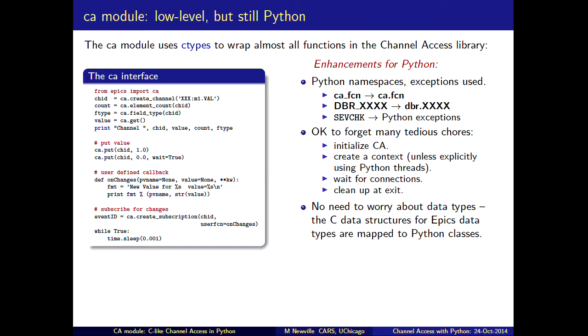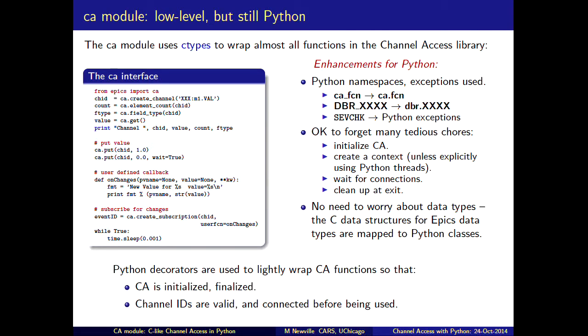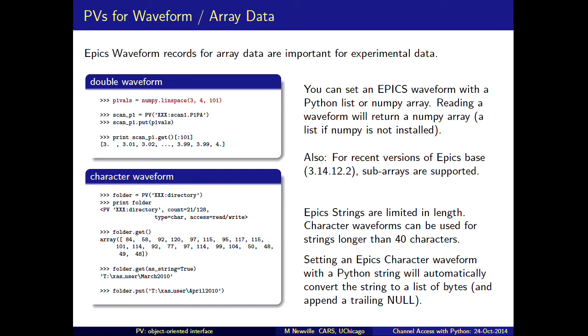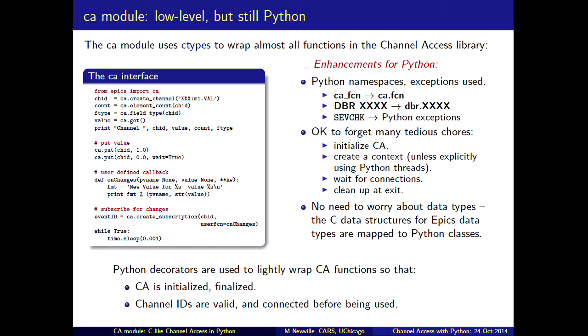One thing I'll talk about in a little while is threads. Within Python, we tend to use a single thread context for channel access. Also, the initialization and the finalization of the channel access library is handled for you automatically. So you'll notice that in these examples, I just created a PV and then immediately put to the value. That's because when it needs to, it will initialize the channel access library. So you don't need to create a context or initialize the library.